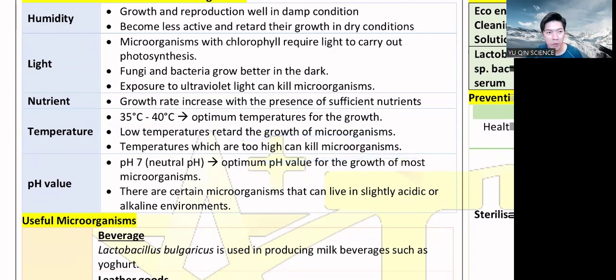So we also make use of it, like the refrigerator, low temperature, or we cook food, high temperature. Those are methods to preserve food. And pH value 7 is the best for their growth. Too acidic or too alkaline, not really, but sometimes slightly acidic or slightly alkaline is okay. So theoretically, it's like that.